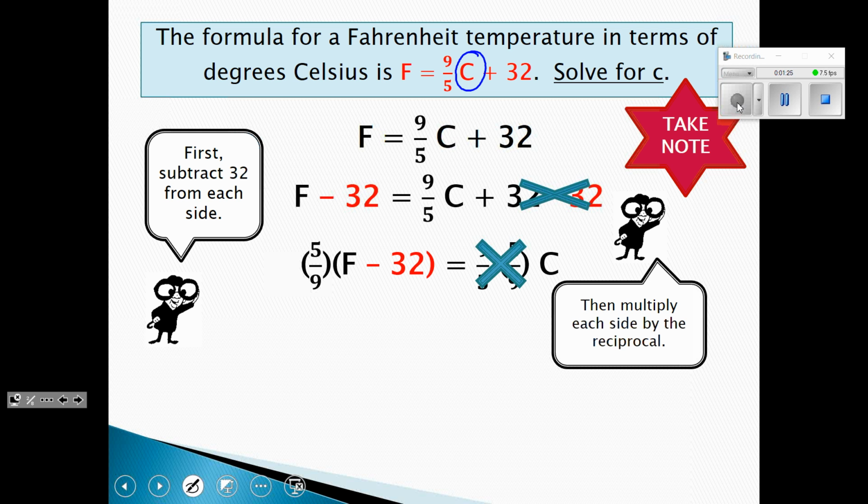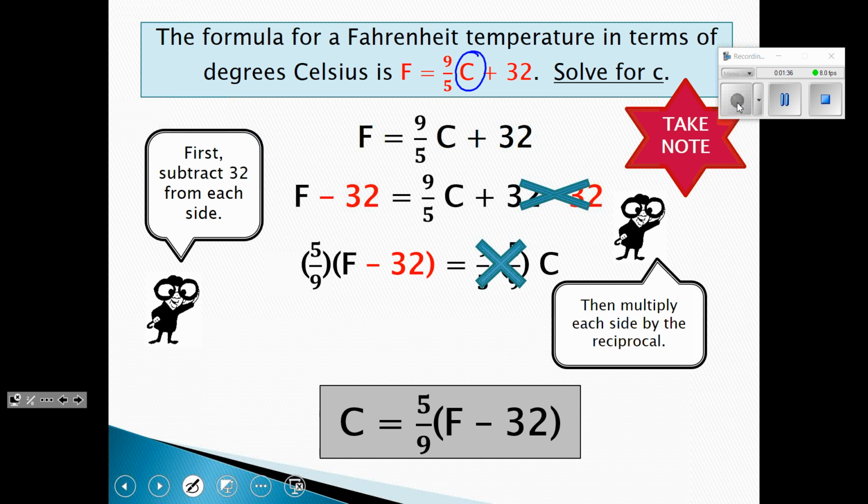So now on the left side you have 5/9 times, and now we're going to put that F minus 32 in parentheses because we had that equation there. Now we could do the distributive property, but we can actually stop here at this point and just say that Celsius equals 5/9 times the difference of F minus 32.